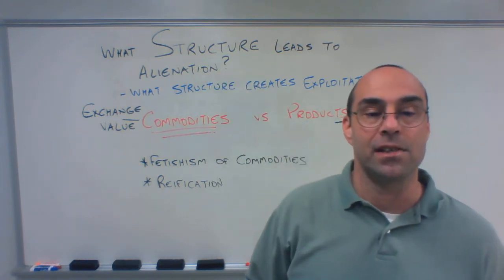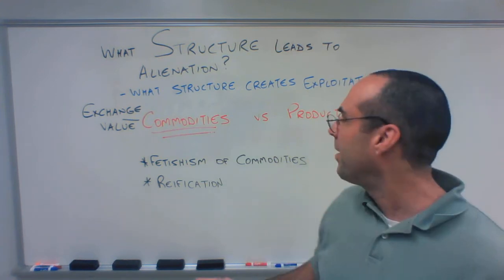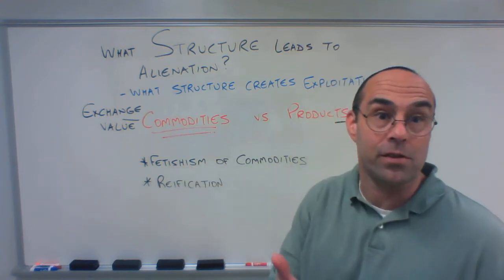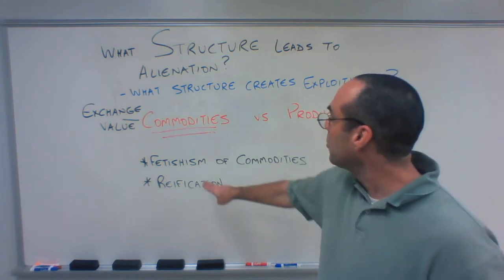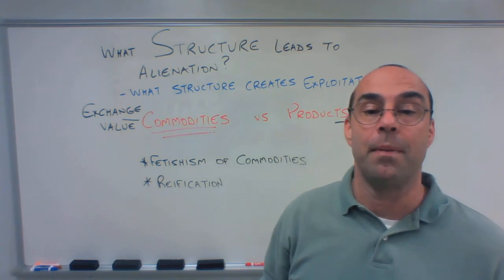Okay, that's the essence of it. There are two really important terms, though. They're written small, but they've got asterisks, so you know they're important. The first term is fetishism of commodities, and that's what we need to talk about now.